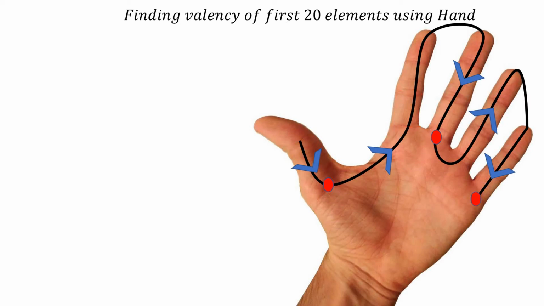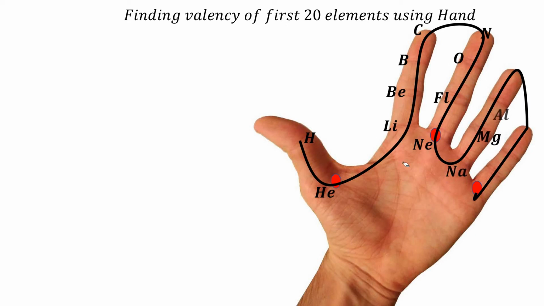As per the direction, we will now put the elements over here: hydrogen, helium, lithium, beryllium, boron, carbon, nitrogen, oxygen, fluorine, neon, sodium, magnesium, aluminium, silicon, phosphorus, sulfur, chlorine, argon, potassium, and calcium. Since we do not have the paths or the line of the fingers for potassium and calcium, we are putting them on the edge of this palm. Now by drawing this path we can easily find the valency.